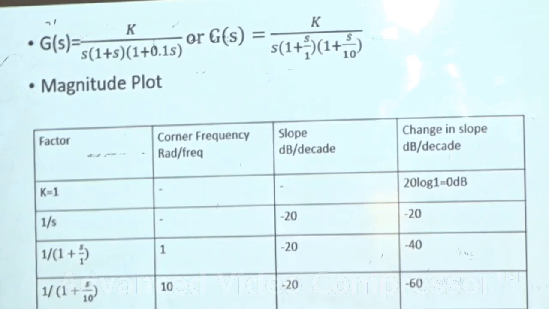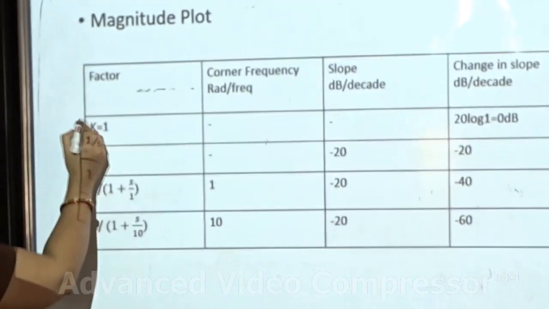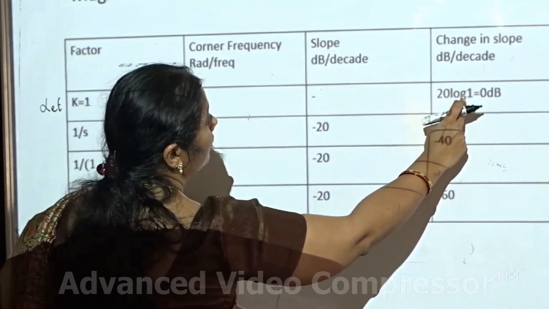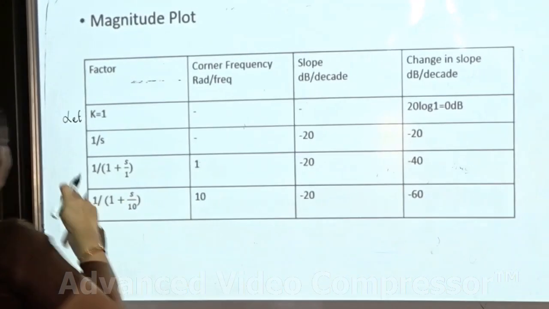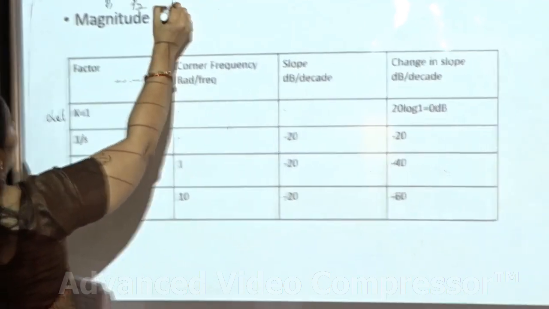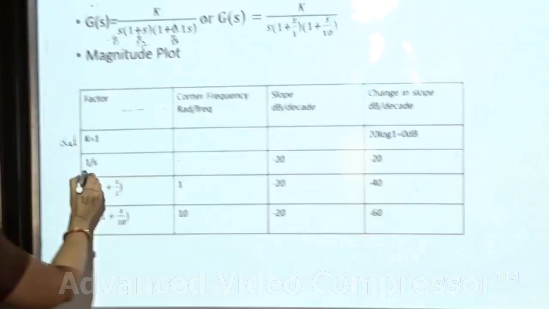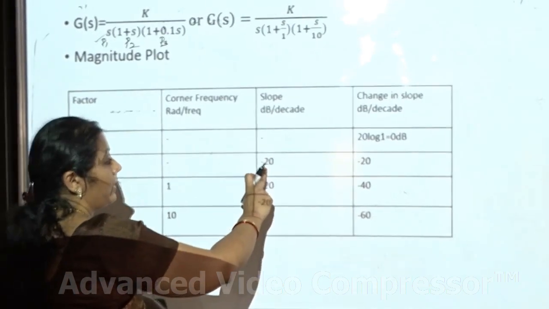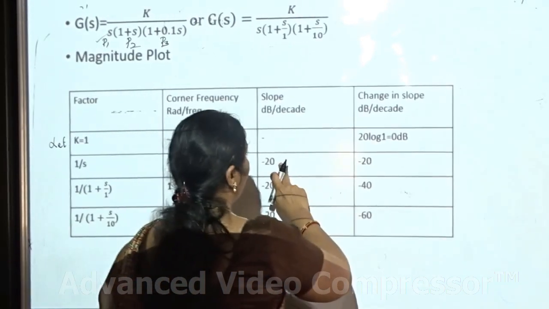Then we have to construct this table. Here let us assume K equal to 1, and for that 20 log 1 will be equal to 0 dB. Then we have a pole. This is the first pole. We have a second pole and the third pole. So the first pole at the origin, that is 1 by S, so the slope from this will be minus 20 dB per decade.